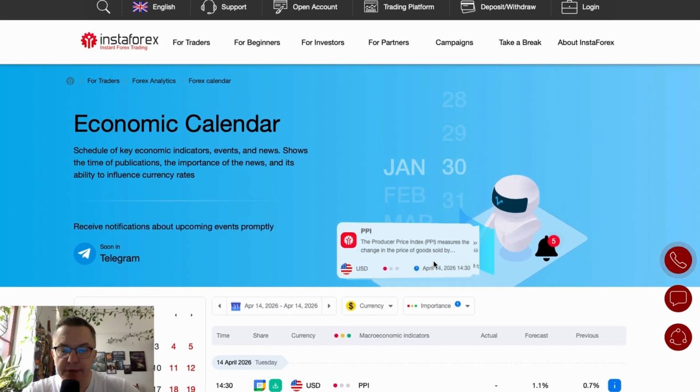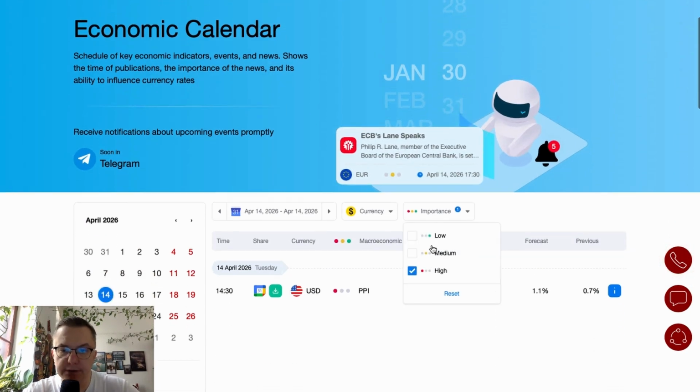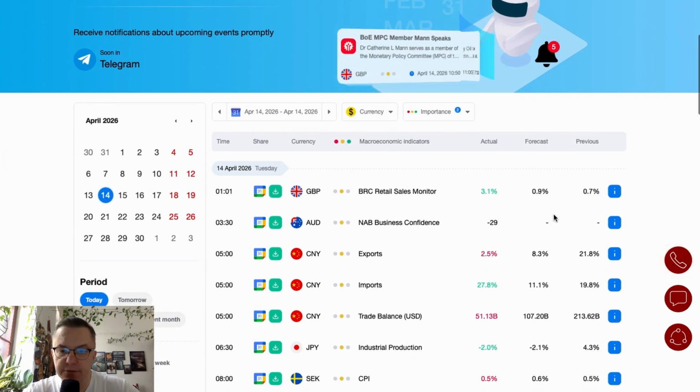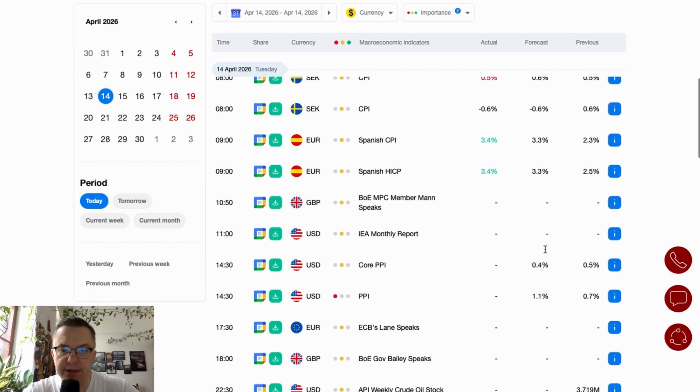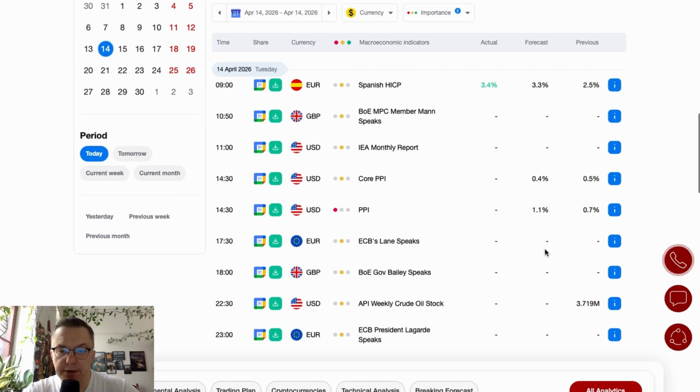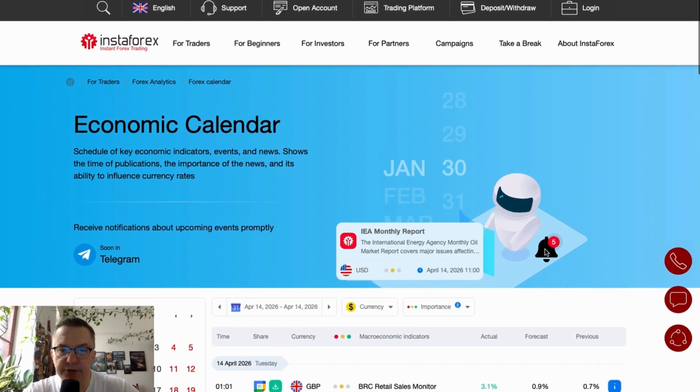There's plenty of the medium important events as well. Nevertheless, those won't have so much impact as this one. Even the Chinese data are not that really important. So without any further ado, let's switch to the charts and we start with euro dollar.